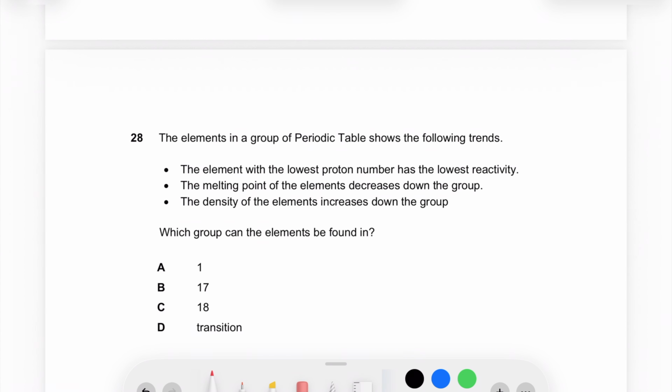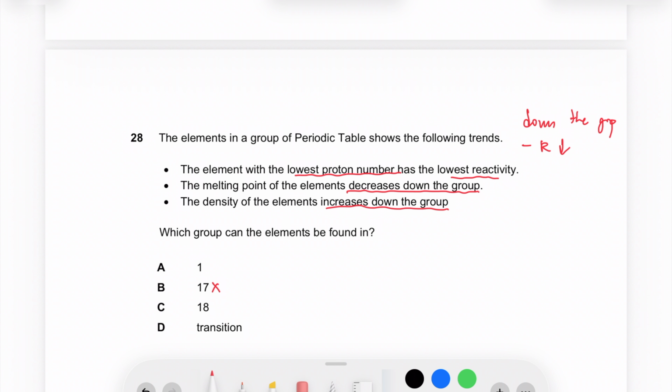28. The elements in a group should follow the trend. The element with the lowest proton number has the lowest reactivity. So that actually means reactivity decreases down the group. It sounds like group 17. When it decreases down the group, oh no, it might not be group 17. Melting point decreases down the group. Moving on, density increases down the group. It can't be group 17.